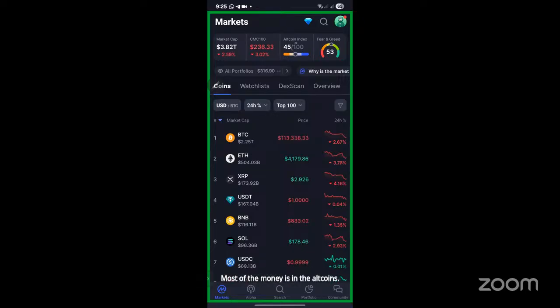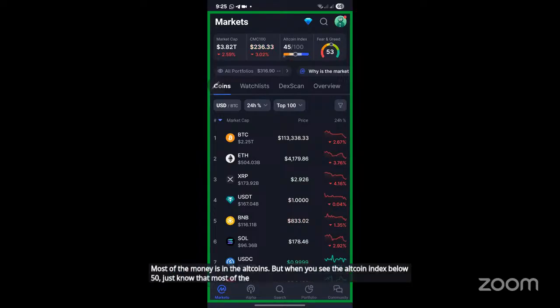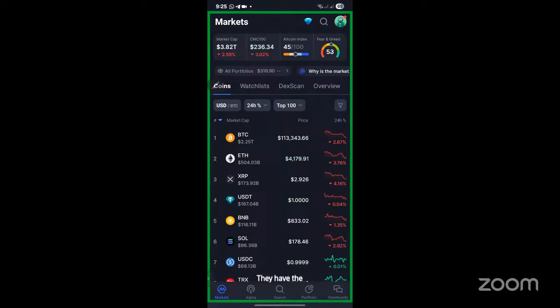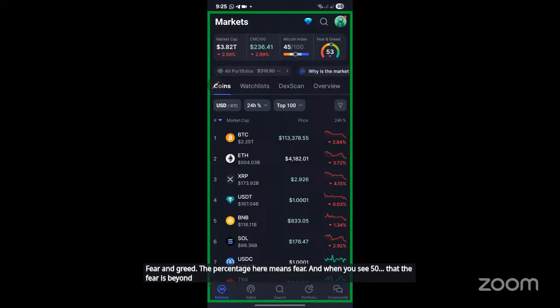But when you see the altcoin index below 50, just know that most of the money is in Bitcoin. As simple as that. Then you have the fear and greed index. Market is driven by fear and greed. The percentage here means fear. And when you see that the fear is beyond 50%, just know the market is more in red.